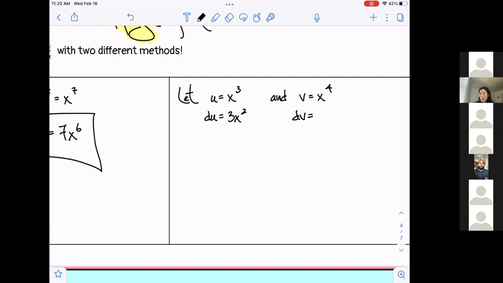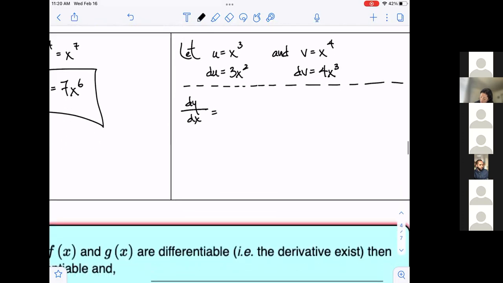All right. So we have v function is x to the fourth. What do we get for dv? 4x cubed. Nice. 4x cubed. All right. So this is sort of our setup. Now, dy dx, the derivative of the function we're looking for.